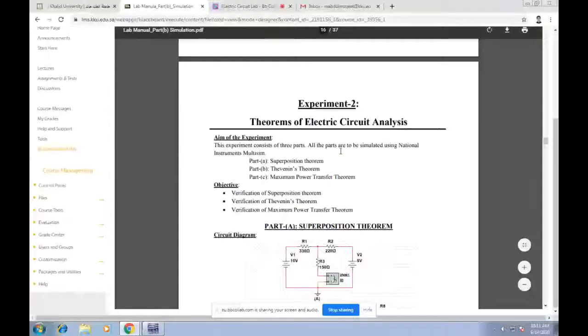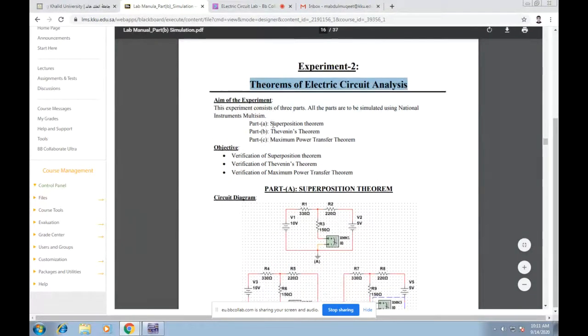Let me share the screen. The lab manual is already available in the lectures tab, right? Experiment two is about the theorems of electric circuit analysis. In this experiment, we are going to verify practically the superposition theorem, Thevenin's theorem, and the maximum power transfer theorem.